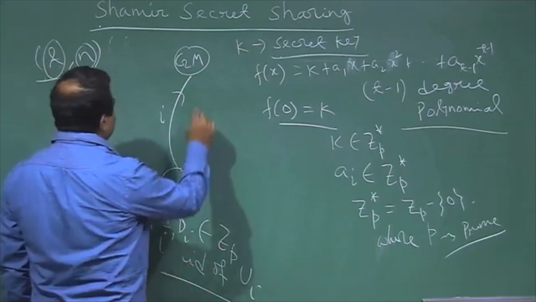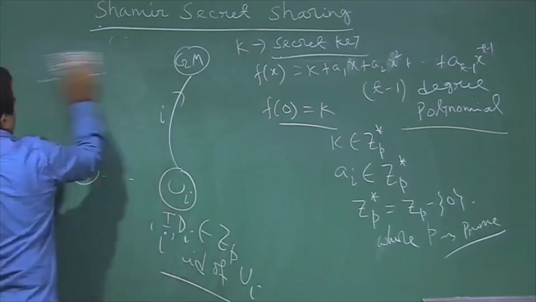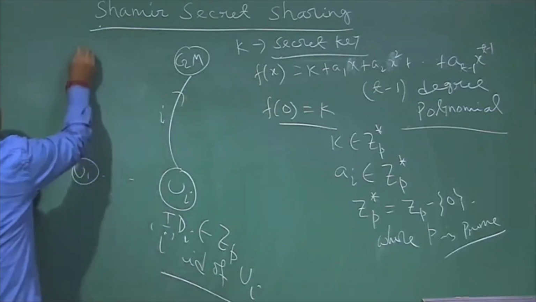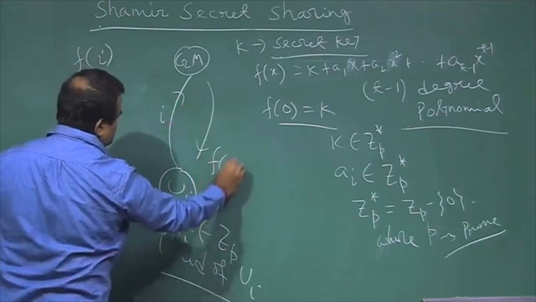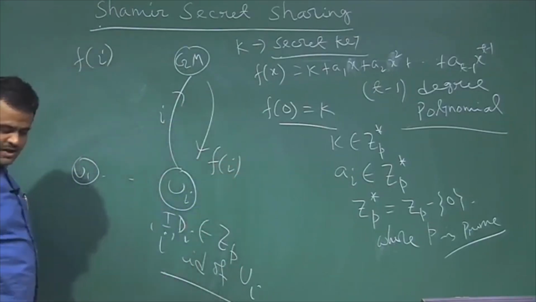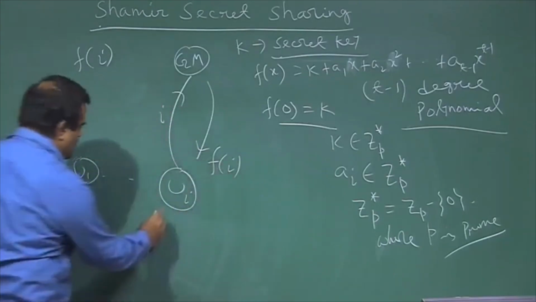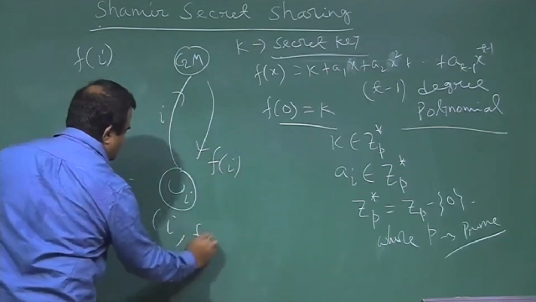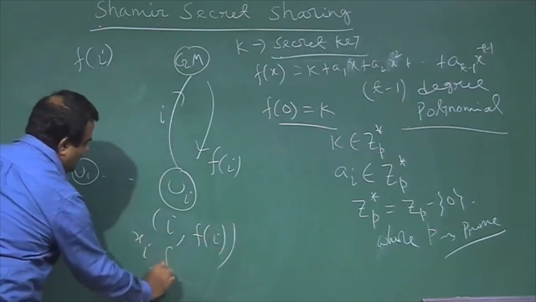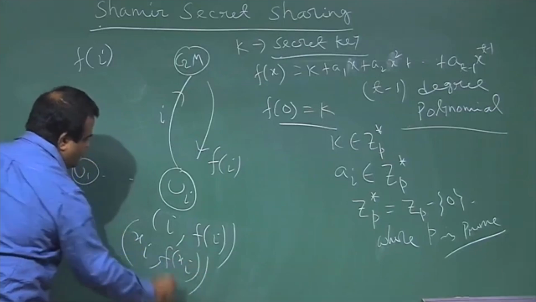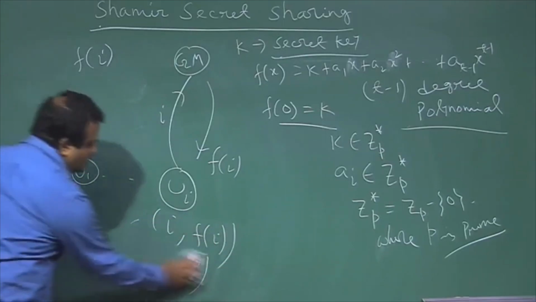GM has chosen the polynomial, so GM will compute f(i) and send this f(i) in a secured way. This is the share of ui. So ui has the share (i, f(i)), or in general, if xi is the id, then (xi, f(xi)), but for simplicity we can take (i, f(i)). Okay.